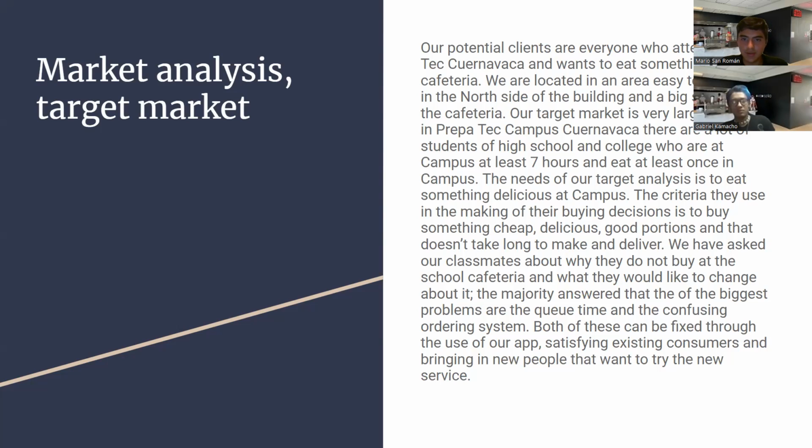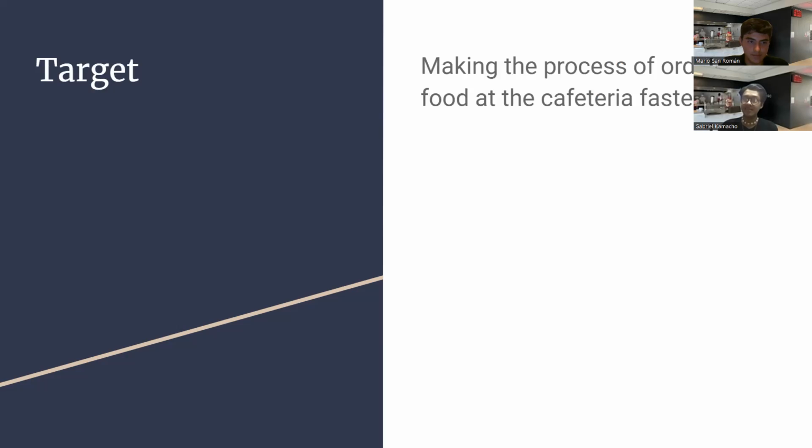We asked some of our classmates why they don't buy at the school cafeteria and what they would like to see changed. The majority answered that one of the biggest problems is the queue times, the time it takes in line, and the confusing ordering system, which has changed a bunch of times. Both of these can be fixed through our solution, which would satisfy the customers. The target is making the process of ordering food at the cafeteria a lot faster and with less agglomeration.